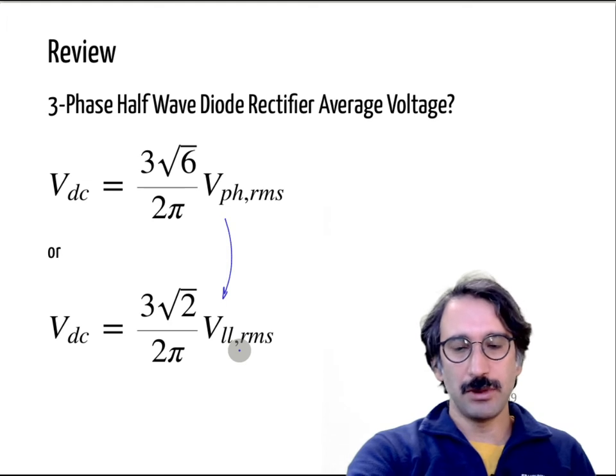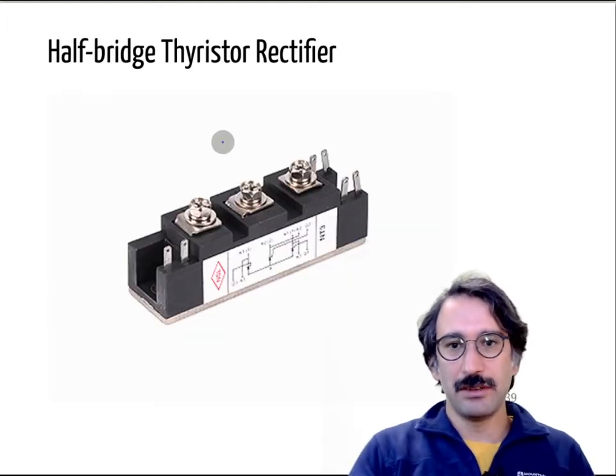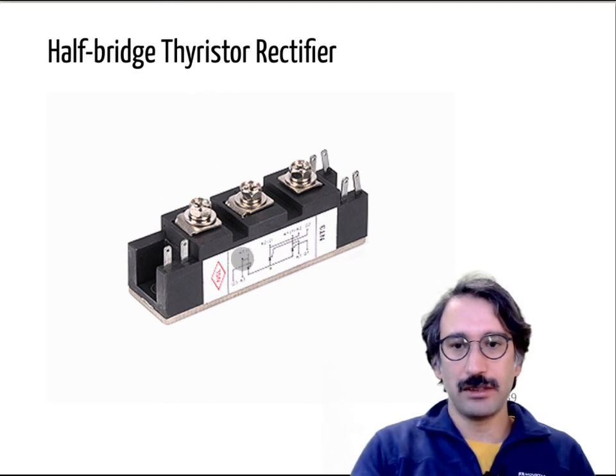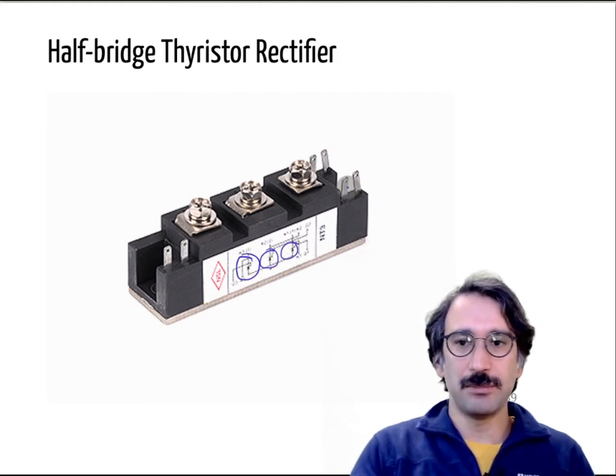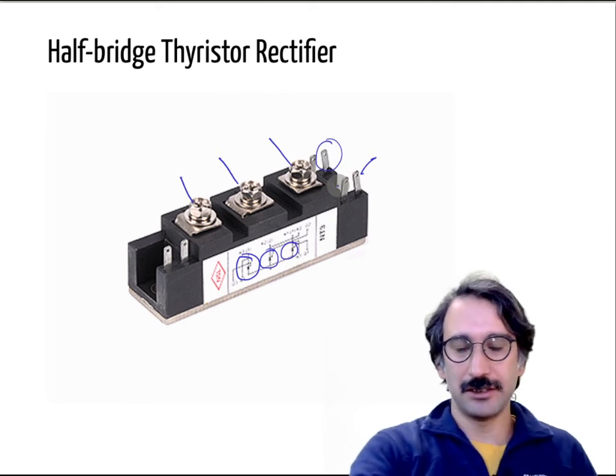Here it will be the same thing, but instead of diodes, we have thyristors, the controlled rectifiers. Here you see a half bridge thyristor rectifier. It has 3 thyristors in a single package, and the larger ones are the power connectors, and the small connectors are for gate signals.